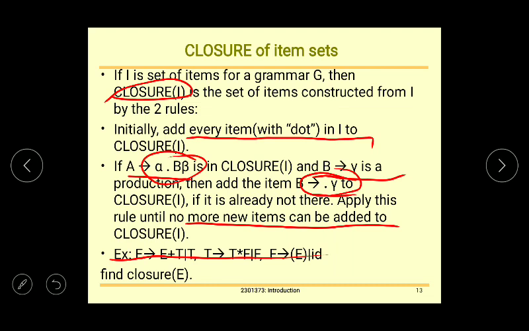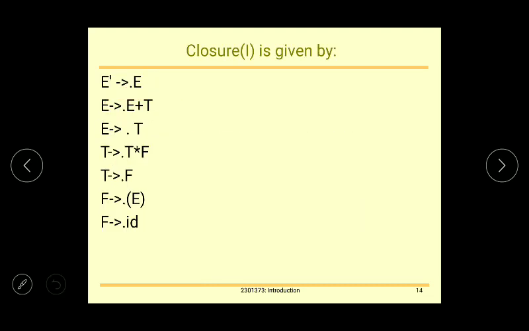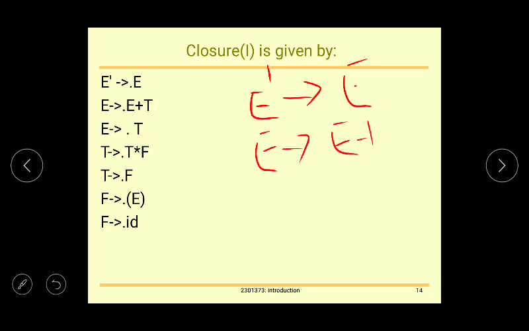Let us introduce a new start symbol like this, E dash, which gives E. Let us write like this. Now E gives E plus T or T, something like that. Now this is called augmented grammar.